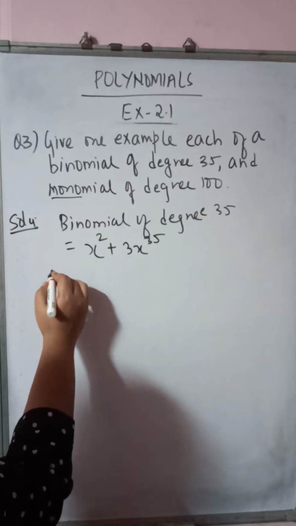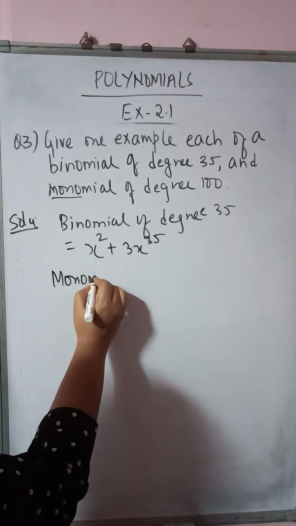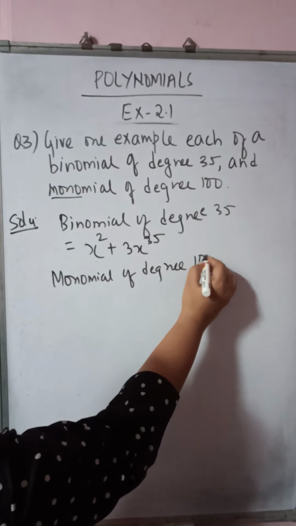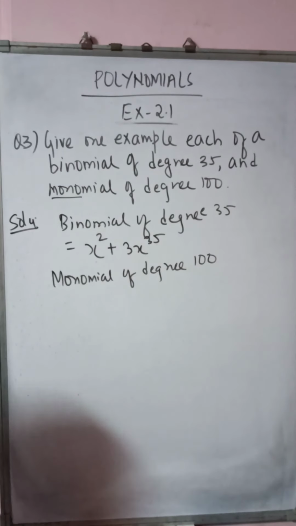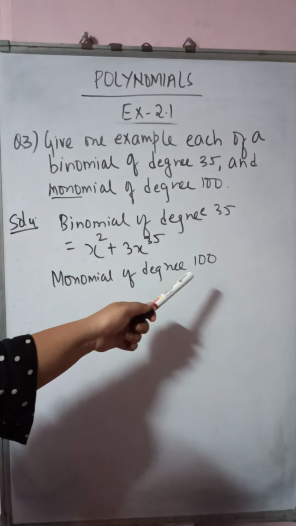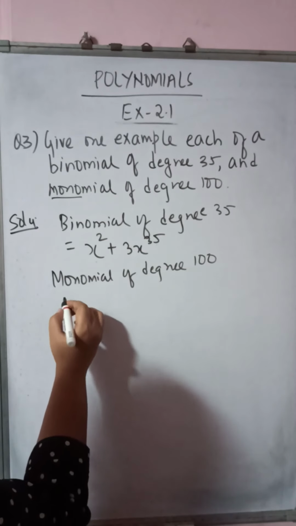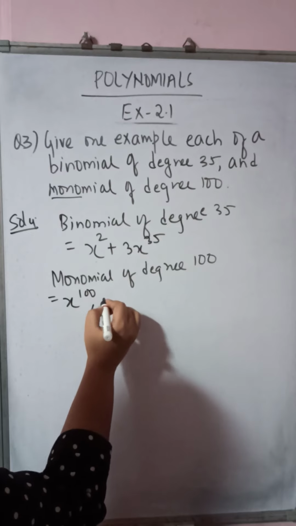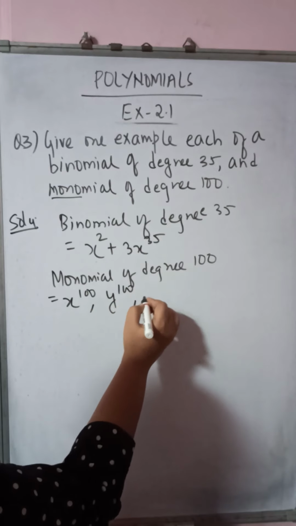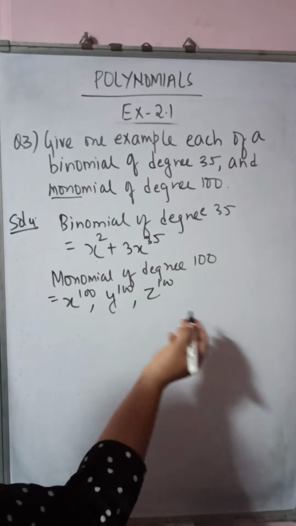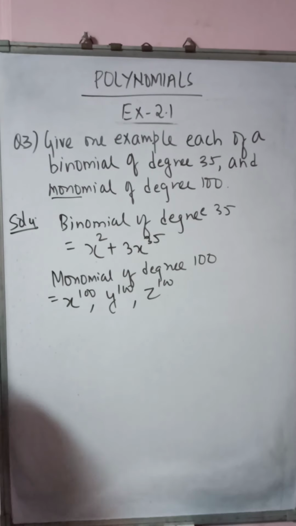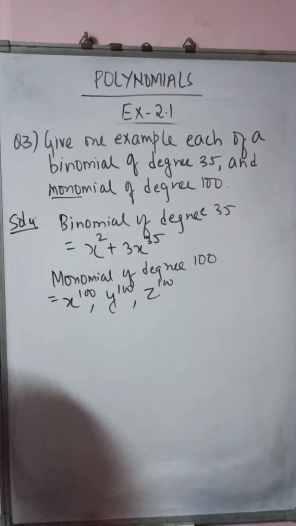Now second is monomial of degree 100. As I said, monomial means any algebraic expression containing only one term. So you can write either x raised to power 100 or y raised to power 100 or z raised to power 100, like that n number of examples you can write. Monomial means only one term should be there. So question number 3 is done.